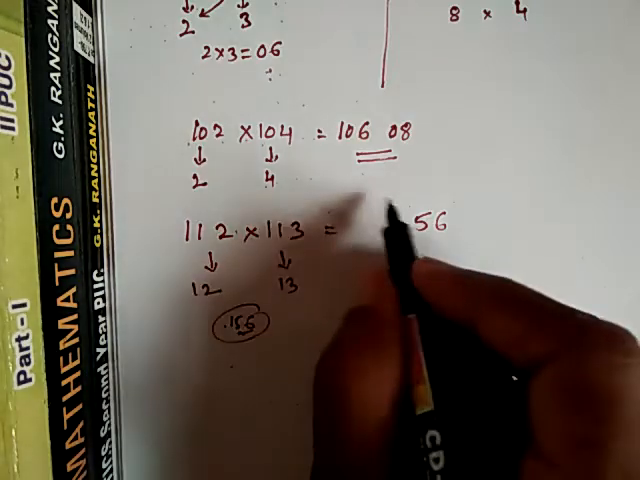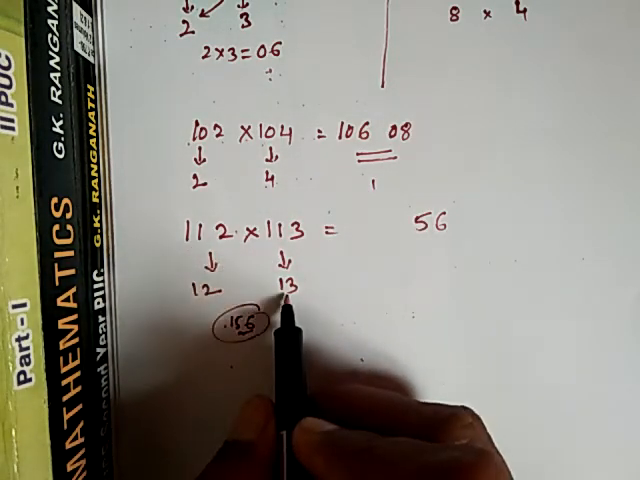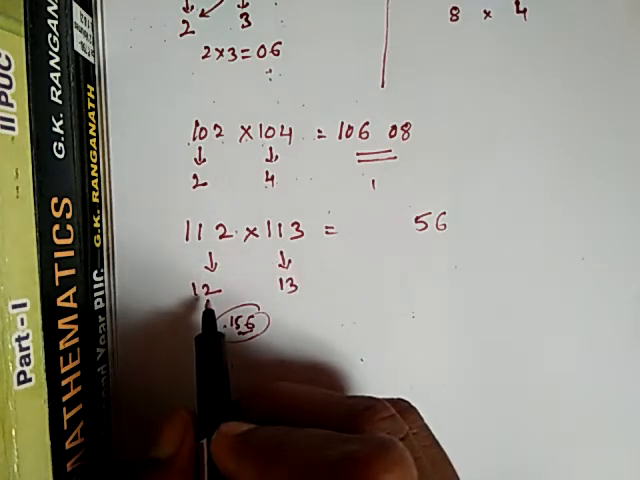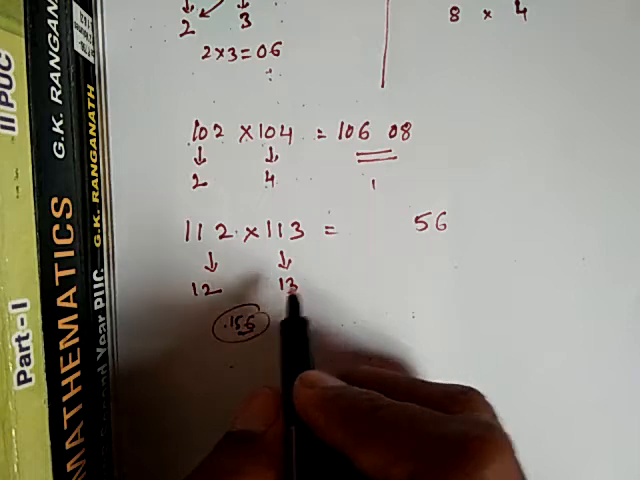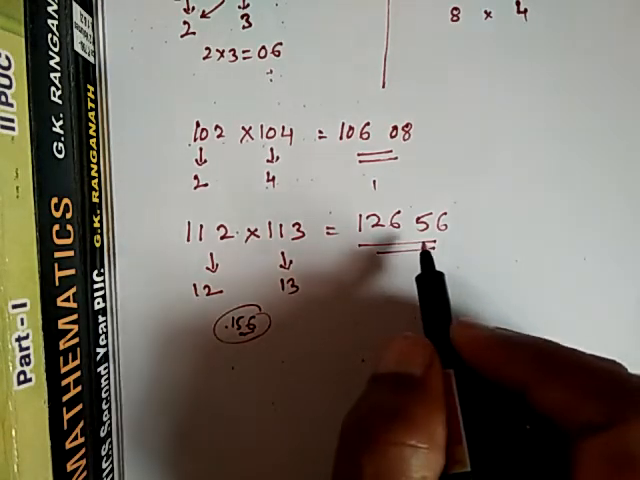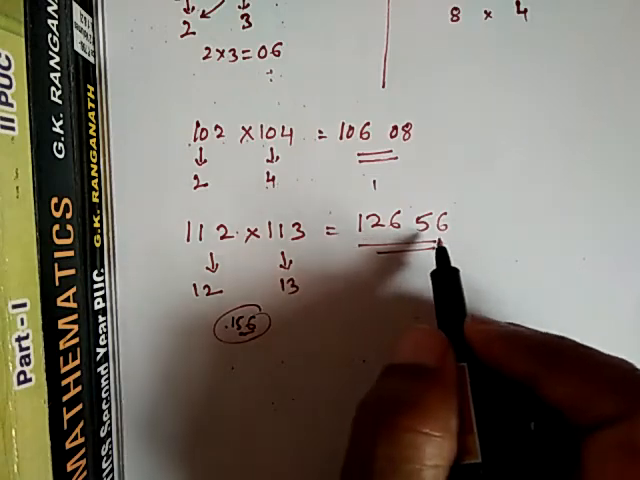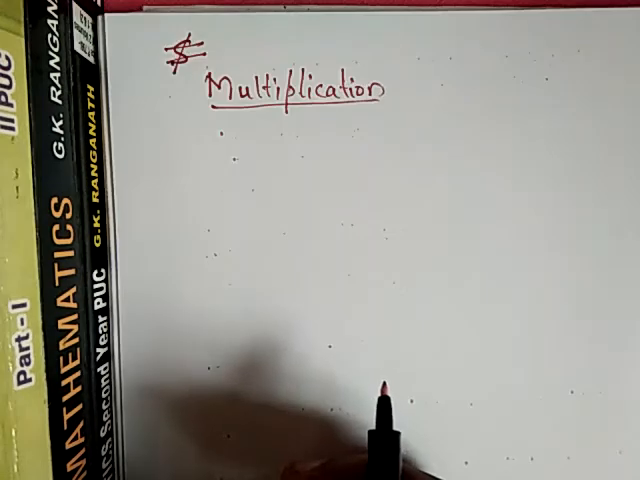Next, you have to carry 1 here. Now next, 112 plus 13 or 113 plus 12, that is 125, carry 1, that is 126. So 126 56. So 12656 is the answer here. I hope you are understanding. See how amazing it is.